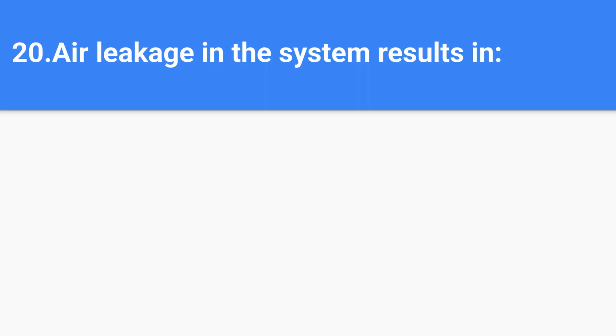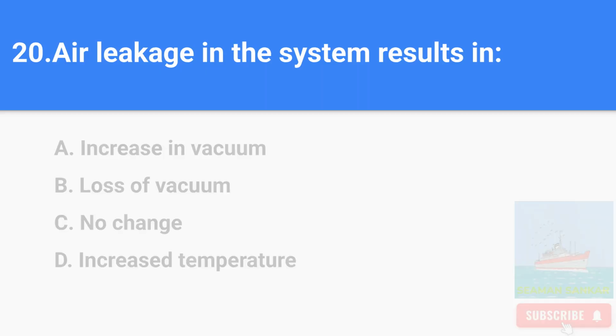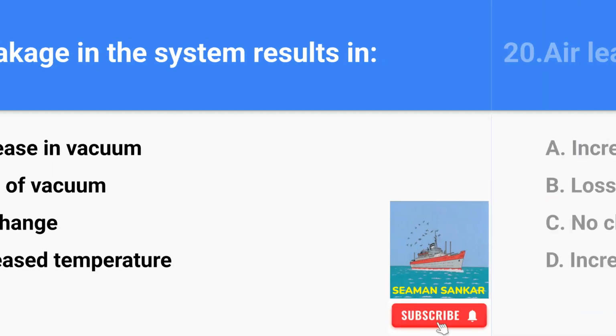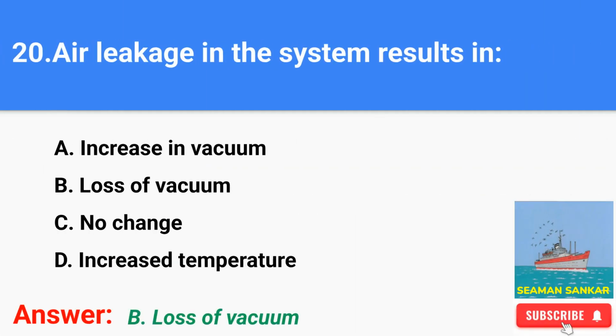Question 20. Air leakage in the system results in A. Increase in vacuum, B. Loss of vacuum, C. No change, or D. Increased temperature? The correct answer is B. Loss of vacuum. Air leakage introduces non-condensable gases into the system, which destroys the high vacuum required for the freshwater generator to operate efficiently.